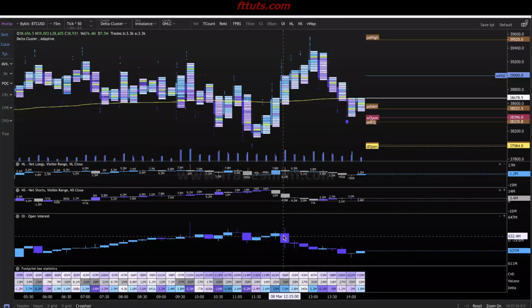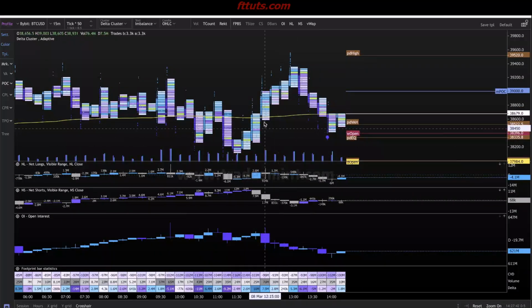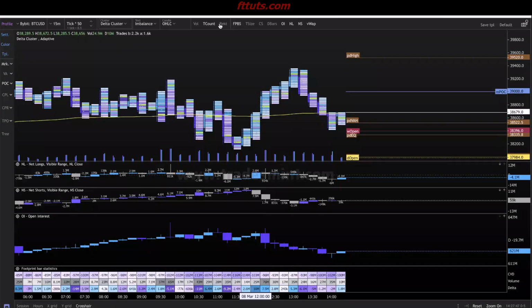And open interest is coming down. We don't see a lot of new longs opening up at all. In fact, we see longs starting to close out as well as shorts. And so what is powering this movement to the upside? Not anything substantial, right? Not anything substantial.